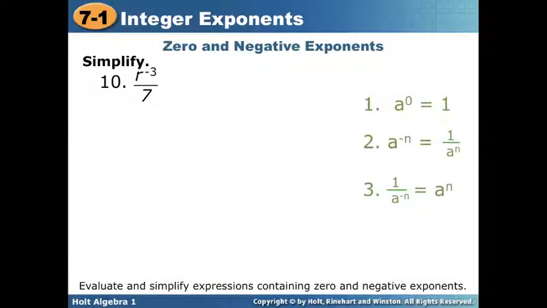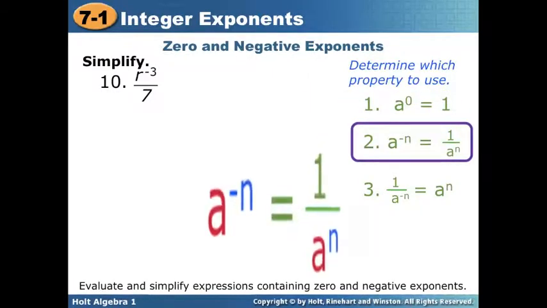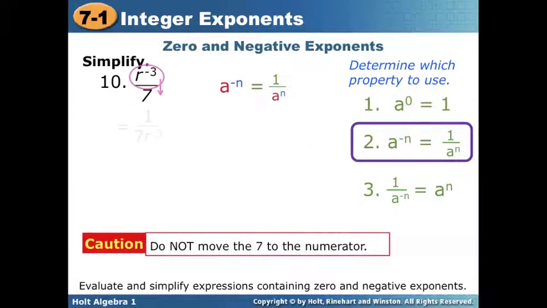Example number 10. We have r to the negative 3 over 7. Notice here the negative 3 is only on the r, so the 7 will remain in the denominator. Using property number 2, we can simplify this example and make it become 1 over 7 times r to the 3rd.